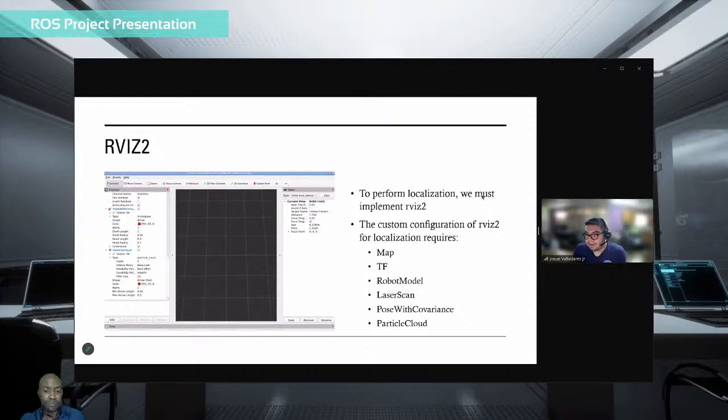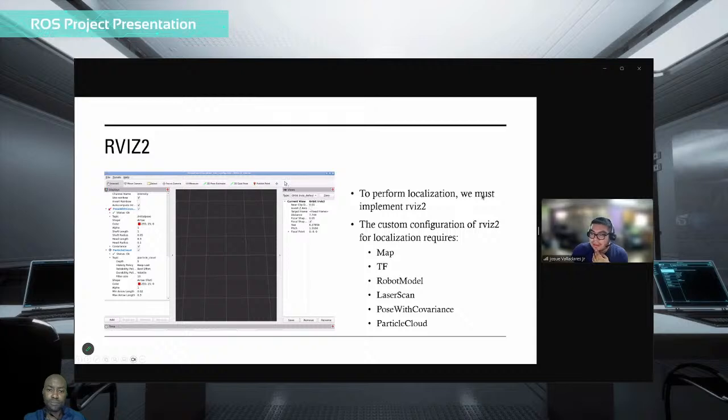And then RViz2 is what we use to test with the map. Right here we just have the localizer. I should have showed the path planning, but in the end with path planning, your RViz2 will have map, TF, the robot model, laser scan, pose with covariance, particle cloud, and up top right here there should be a 2D nav2 goal around here. But you can just add that with the plus or minus.